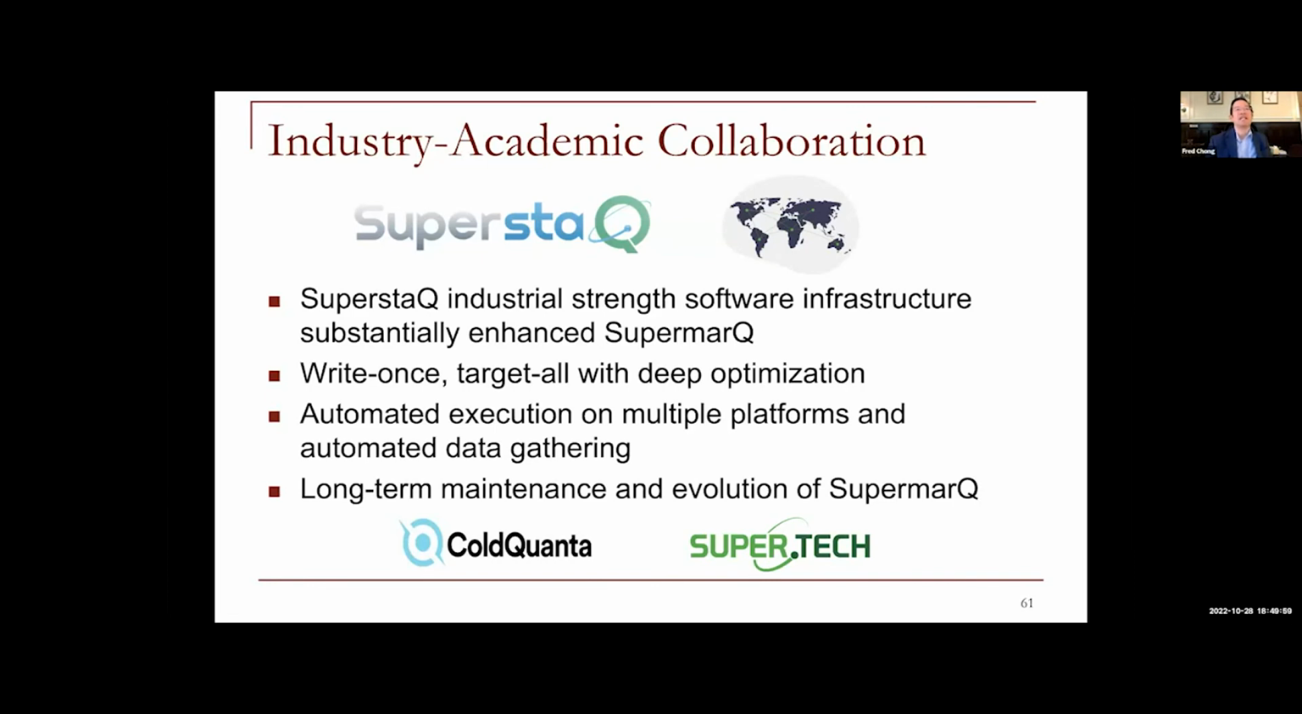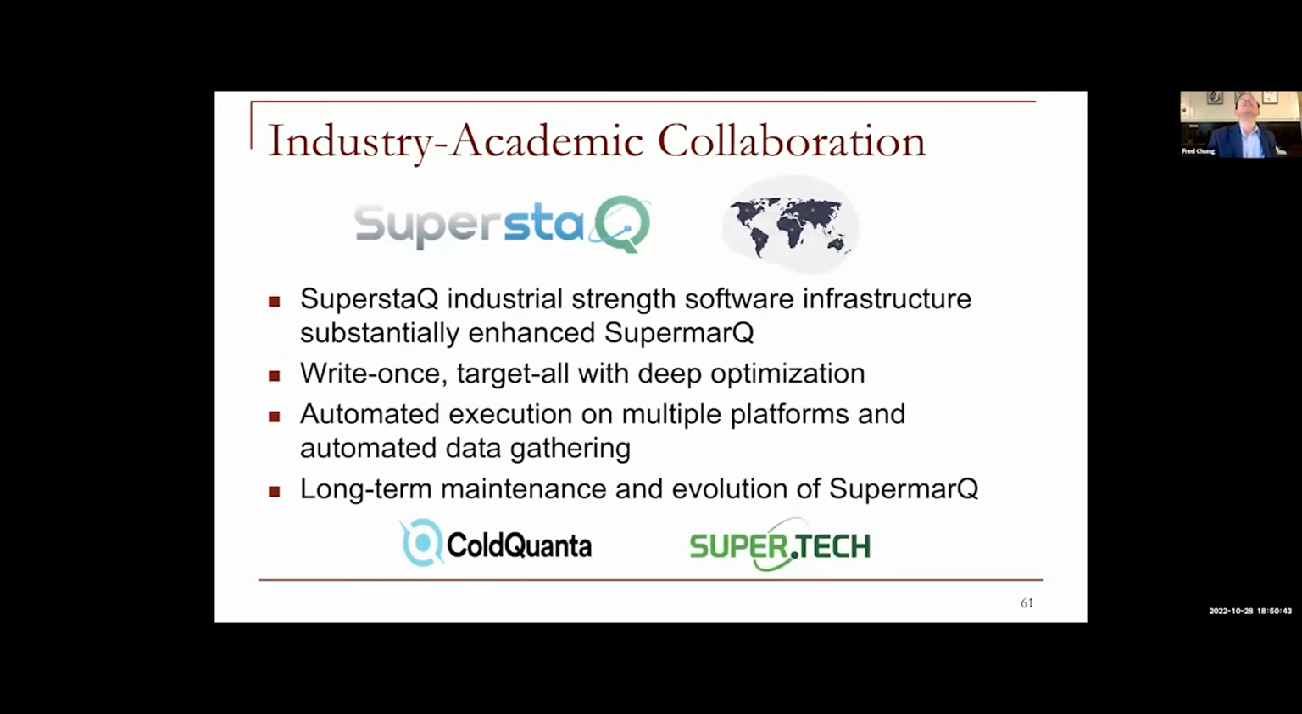We had this industrial strength software called SuperStack, which is a compiler that cross-compiles to all platforms we had access to, and then optimized all those programs and automatically, in fact, executed those programs and gathered the data, and gave us just incredible reach in profiling these different machines and benchmarking them. And this gave us also an avenue to do long-term maintenance and evolution of this benchmark suite in a way that I think an academic group just can't support in a very scalable way. So I think that has been great.